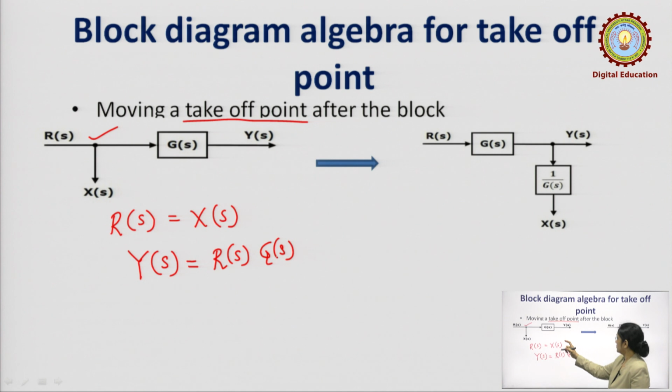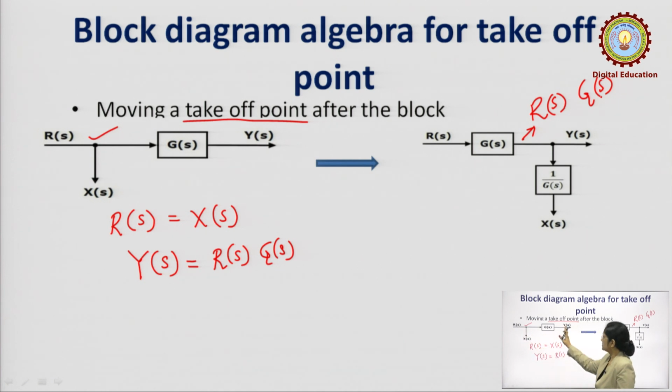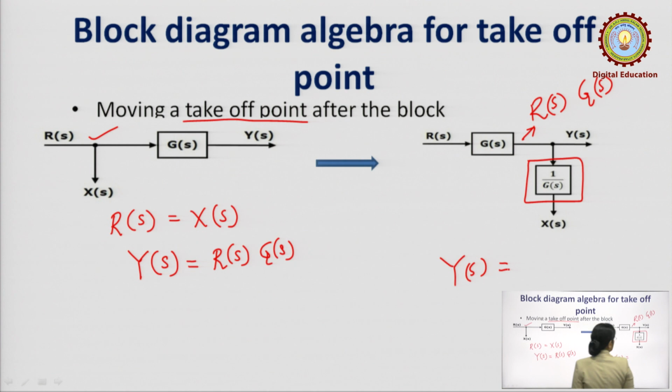Now, if we move the takeoff point beyond the block, what is the output here? Output here is R(s) into G(s), and since we are moving this takeoff point from this point to this point after the block, we have added one block here whose value is 1 divided by G(s). So, do we expect the same? Y(s) in this case will be, the output at this point is X(s) upon G(s).